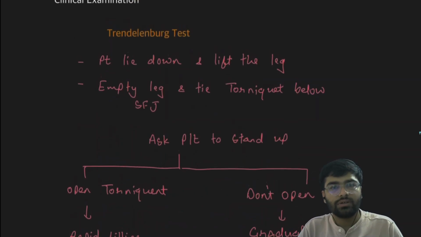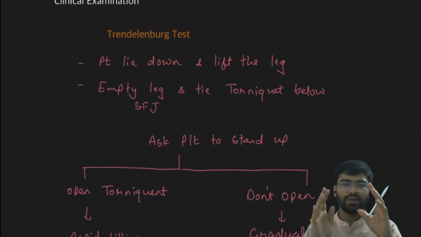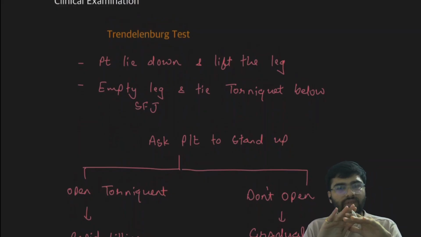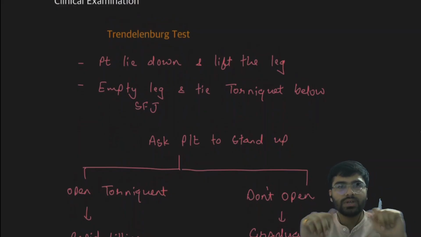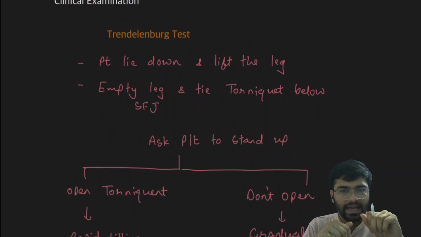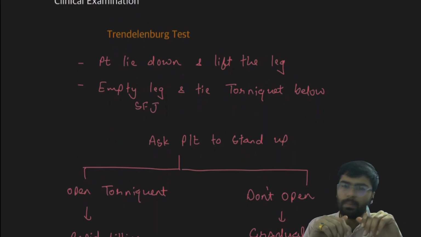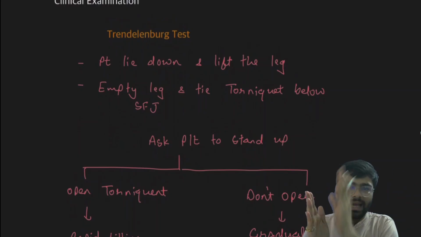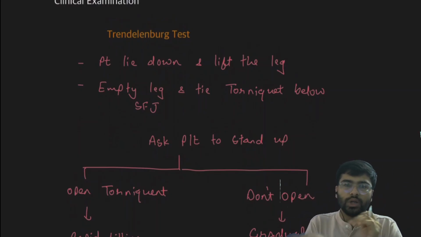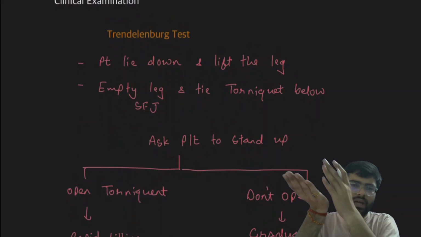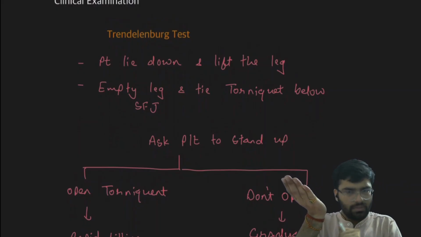The first one is Trendelenburg test. So what do we do in Trendelenburg test? First of all, we lie a patient in a supine position and we lift both their legs, or you can also lift one which has problem. So what will cause is it will empty the leg of blood. When you lift the leg, there will be less blood going through it, and through that we can empty the blood vessels.